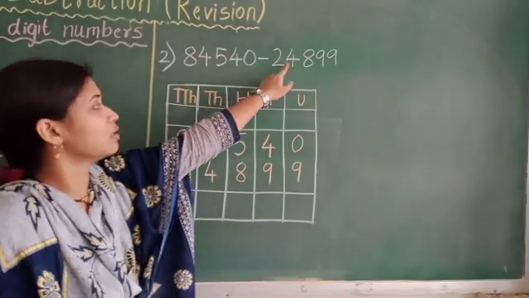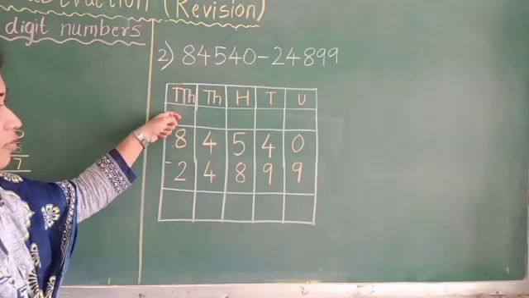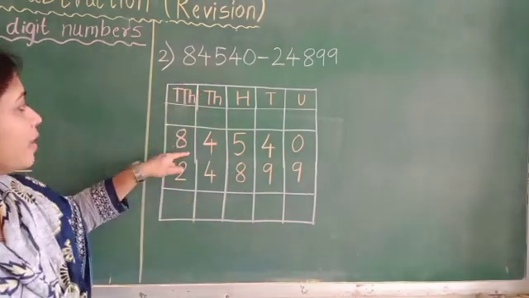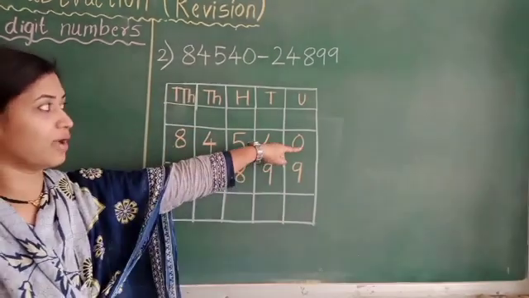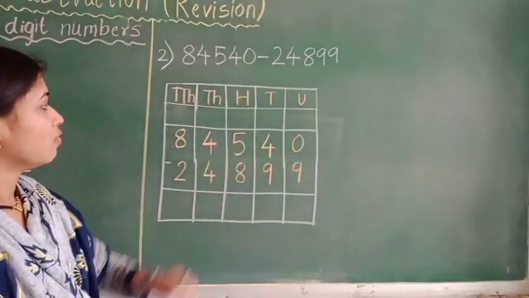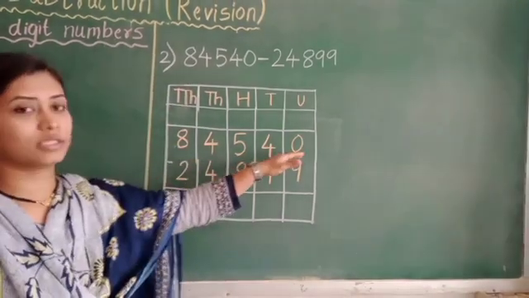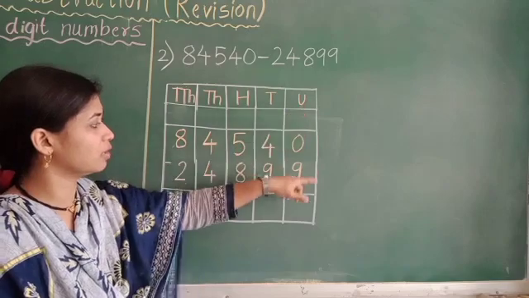Now we will see the next sum. 84,540 minus 24,899. Now again we have to draw the table and place the numbers in their proper place value. We will start from the units place. Now we have placed the numbers in their proper place value. Let us subtract now. We will start from the units place.